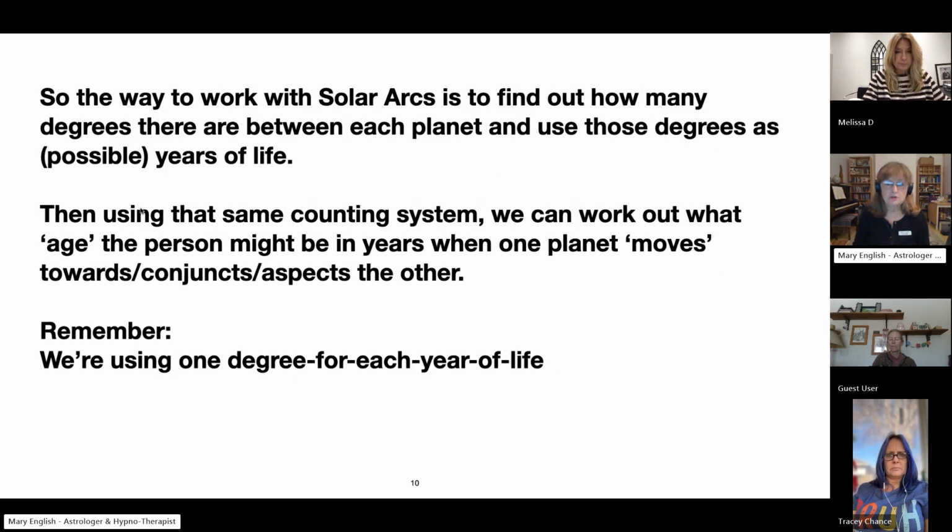So the way to work with solar arcs is to find out how many degrees there are between each planet and use those degrees as brackets for possible years of life. Then, using that same counting system, we can work out what age the person might be when one planet moves towards, conjuncts, or aspects the other. So remember, we're using 1 degree for every year of life.